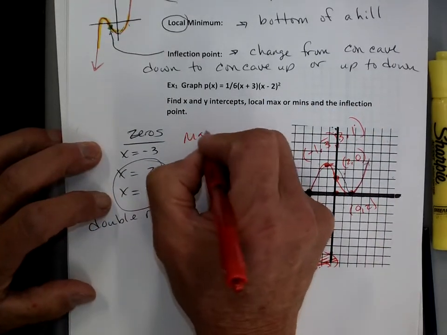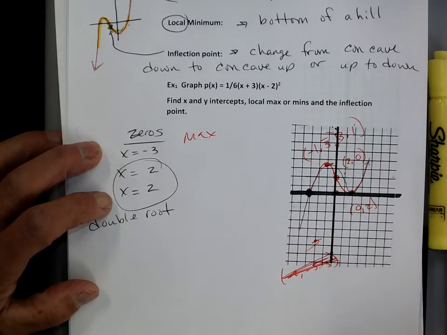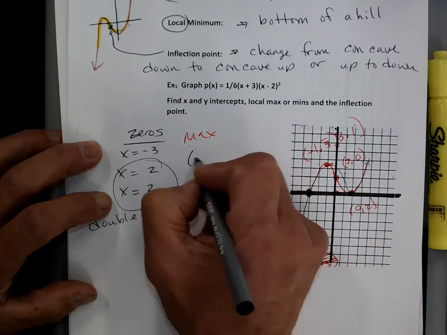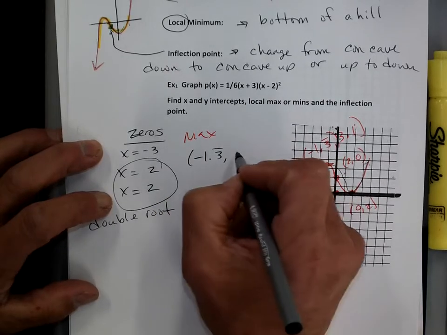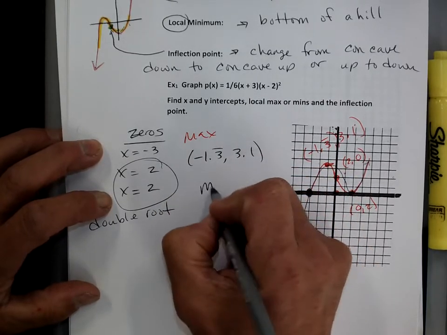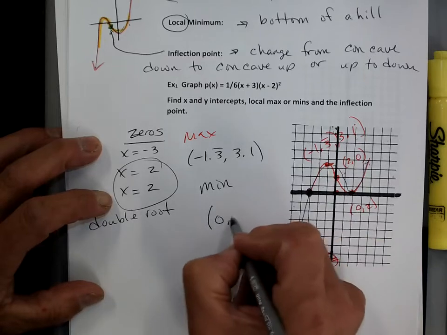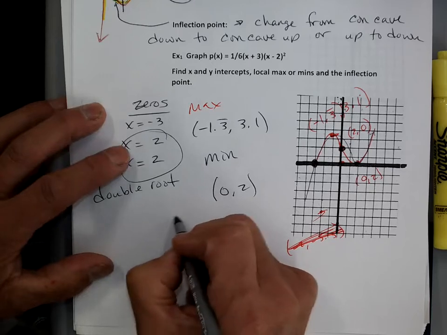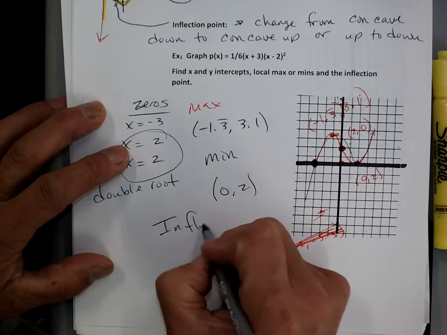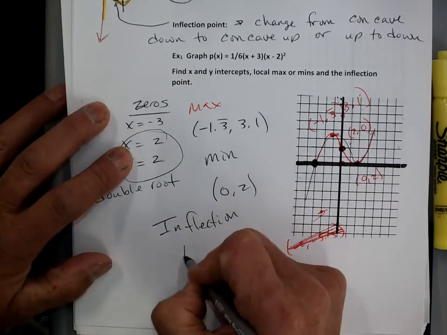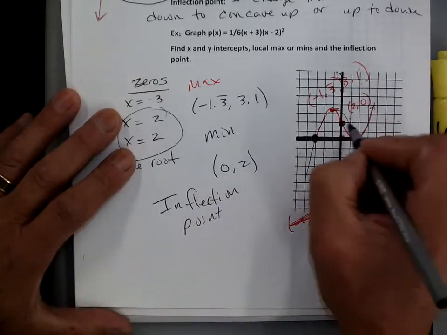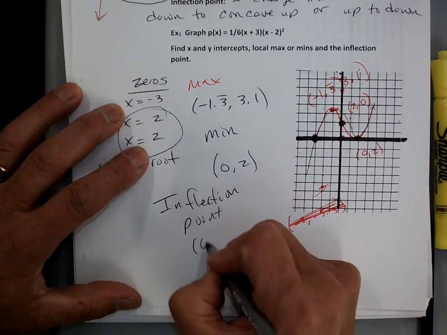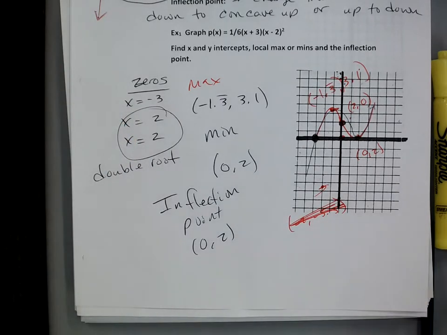My maximum is at -1.3 comma 3.1. My minimum is at 0.2, and my inflection point is right where it changes. My inflection point is at the point 0.2. Okay. Again, I'm just letting my calculator do the work. Obviously, because I had it right, but then my calculator made it more correct.